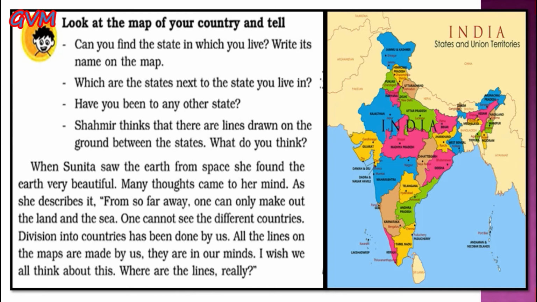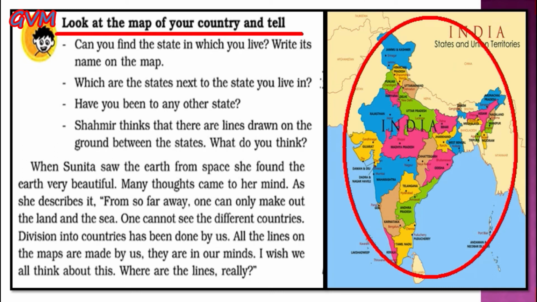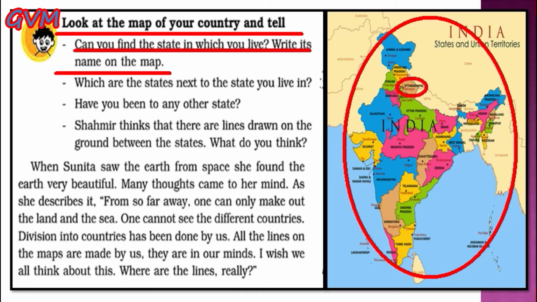Now students, here are some questions to discuss. Students, you have to look at the map of your country as you can see here. This one is the map of our country, and after observing this map, you have to answer the questions. Question number 1 is, can you find the state in which you live? Write its name on the map. Students, yes, we can easily find the state in which we live, and that is here, Uttarakhand. So, you have to write the name of your state, Uttarakhand.